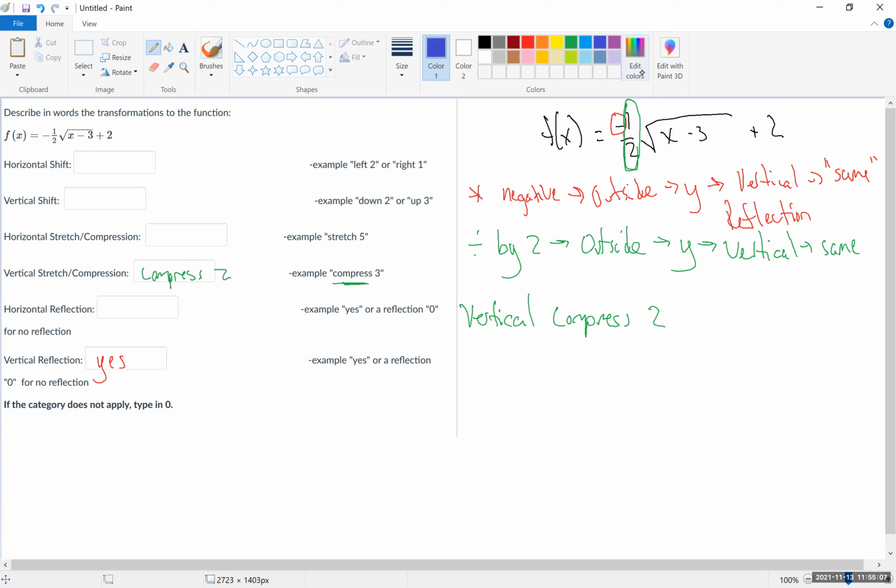We're going to keep going. Every add, subtract, multiply, divide we see, we're going to write something about it. This is -3. Well, -3 is on the inside. If it's on the inside, it belongs with the x. And it does, it's going to happen horizontally.